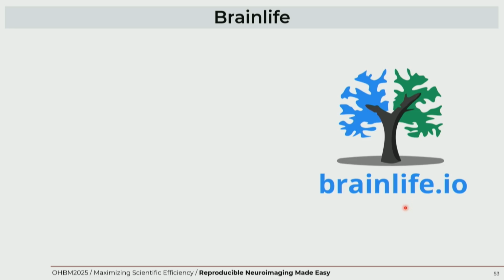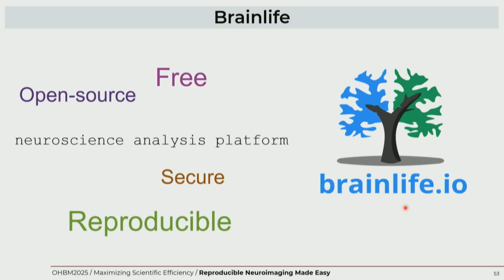So Brain Life is a platform that fills a different purpose than NeuroDesk, for different users with different goals. But like NeuroDesk, it enables reproducibility through its use of containers. But it uses what we could call an integrative approach. So it could be described as a free and open source, secure, reproducible neuroscience analysis platform. And we'll see a bit what this actually means and what this looks like.